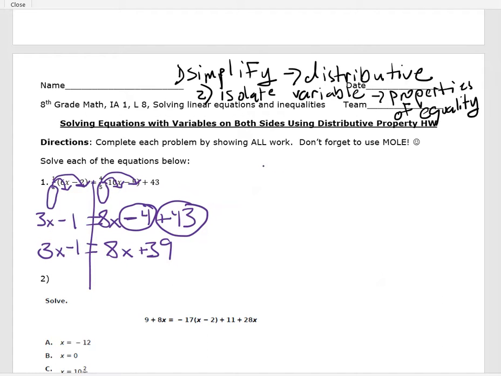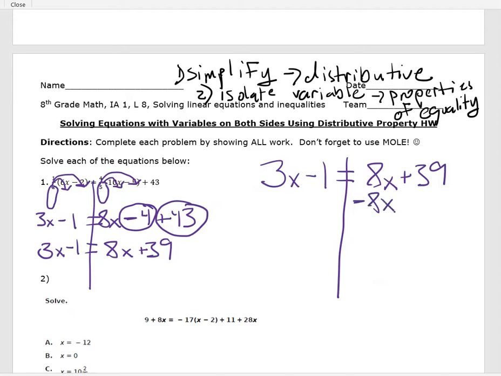I'm going to rewrite this over here, and here's where you're going to see me do something a little different. 3x minus 1 equals 8x plus 39. Now, what if instead of moving the 3x and isolating the x on this side of the equation, I moved the 8x to isolate the x on the left side of the equation? So I'm going to subtract 8x from both sides.